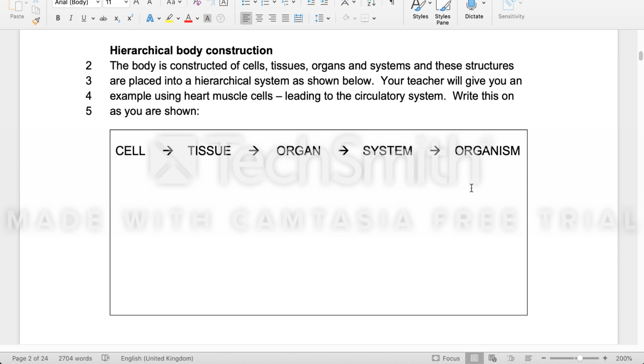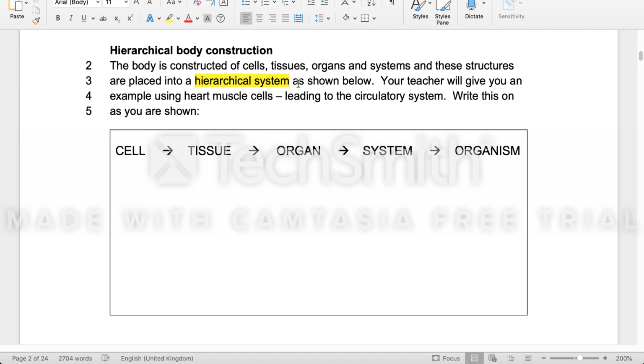So let's start off by reading this section right here. It says the body is constructed of cells, tissues, organs, and systems, and these structures are placed into a hierarchical system as shown below. Let's first highlight this word right here, hierarchical. It comes from the term hierarchy, which you might have heard in another lesson.